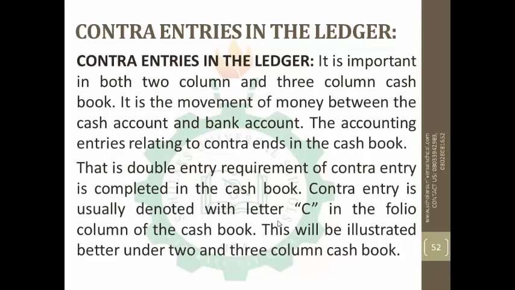And contra entry is usually denoted with the letter C in the folio column of the cash book. That is, whenever I see my cash book and I'm seeing C in the folio column, it tells me that those kinds of transactions are contra entries. They will be illustrated better under 2 and 3-column cash book by the time we get there. So please stay tuned and watch out for our next videos.